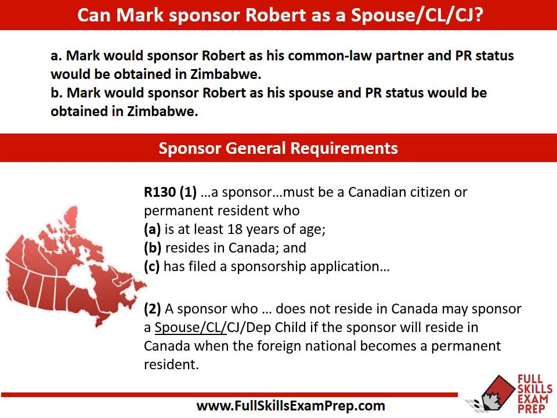So with this one here, we can see that both A and B would be incorrect, because Robert would not obtain his permanent resident status in Zimbabwe, because, as we can see here, the sponsor would have to reside in Canada, of course, when the foreign national becomes a permanent resident.